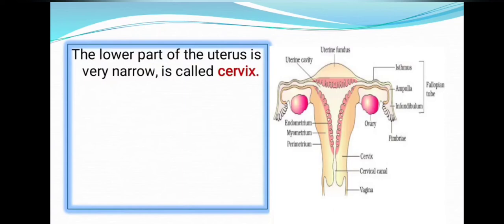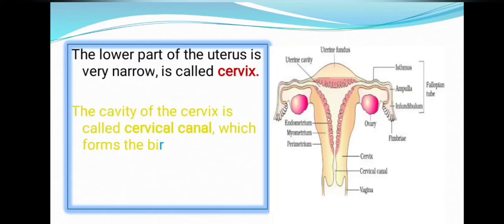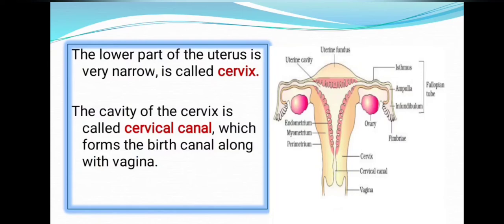The lower part of the uterus, which is a very narrow region, is called the cervix, and there is a cavity in the cervix called the cervical canal, which forms the birth canal along with the vagina. You can see here is the cervix, the lower part of the uterus, a narrow region. There is a cavity inside it called the cervical canal, which forms a birth canal along with the vagina. Here is the vagina.